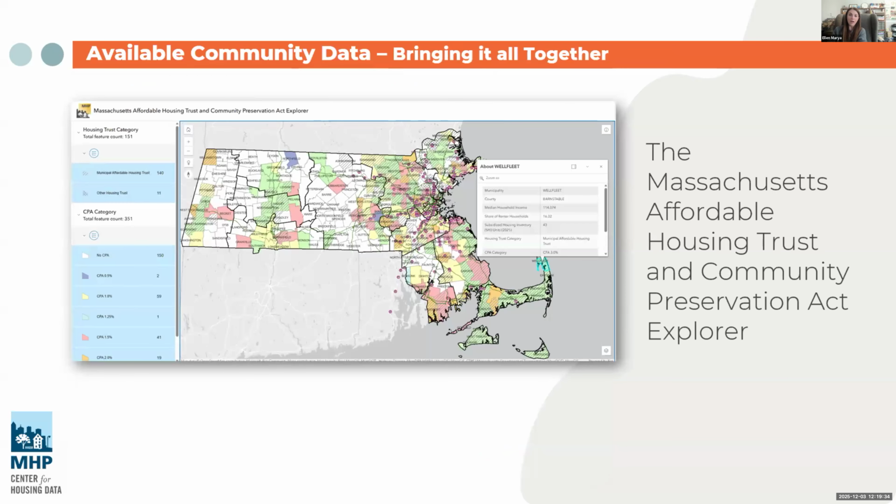So bringing this all together, we created what we're calling the Massachusetts Affordable Housing Trust and Community Preservation Act Explorer. This map will be available on our housing toolbox. It's a link that we'll be able to share with you for you to be able to see this data, access it, and explore it on your own. And in a couple of minutes, Richie will take us through how it works.